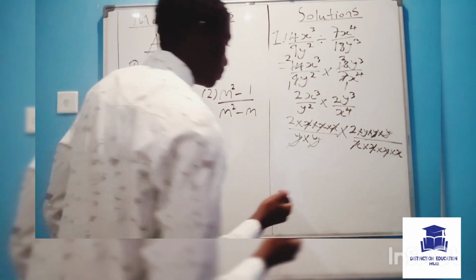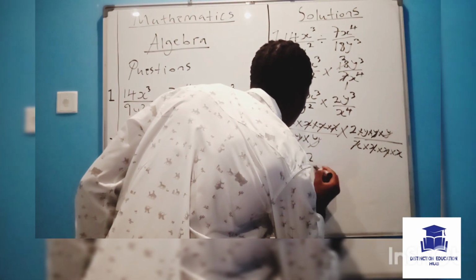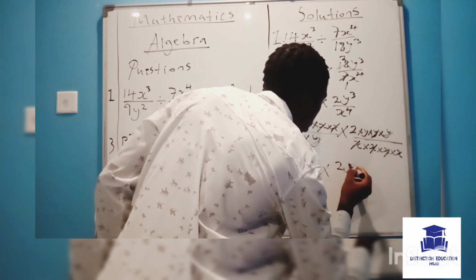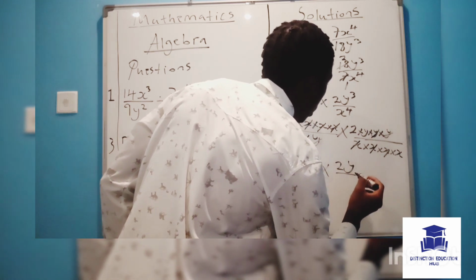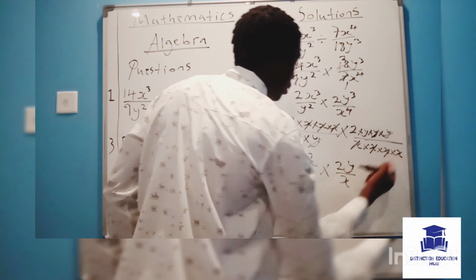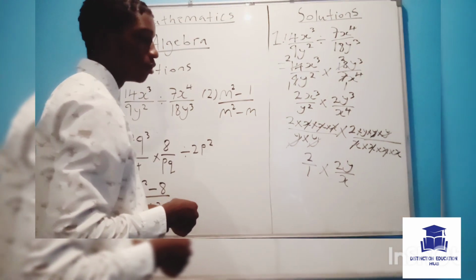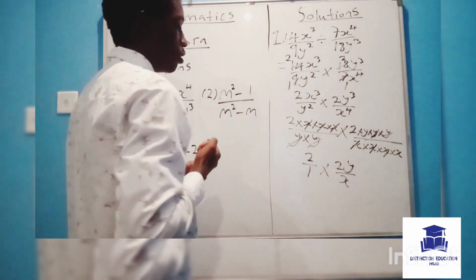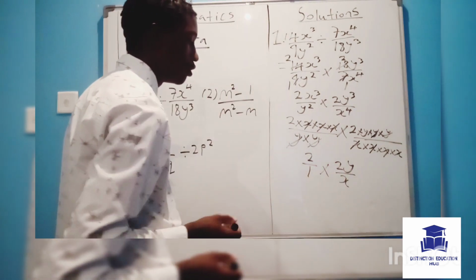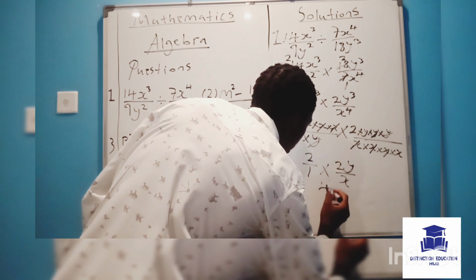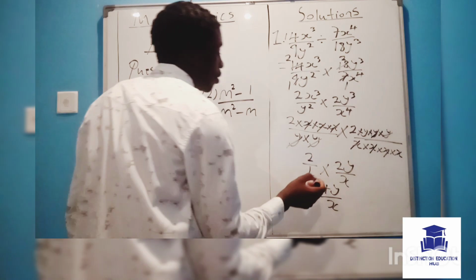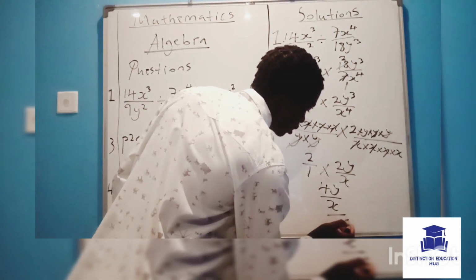You remain with 2 over 1 times 2y over x, the x that should remain with you. Then after you do that, you simply multiply this 2 by this 2y, and you have 4y over x. You also multiply this 1 times the x, and you have your answer.